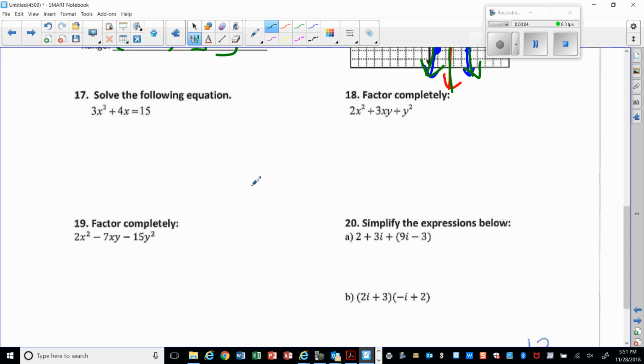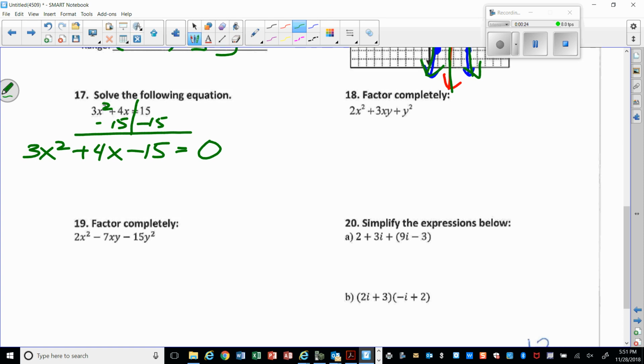Okay, so now we're solving this equation, and since it is quadratic, you have an x squared, what you have to do is set it equal to 0. So I'm going to subtract 15 on both sides, and I get 3x squared plus 4x minus 15 equals 0. Then I'm going to factor. To factor this, remember, you go a times c, so I want numbers that multiply to be negative 45, and I want them to add up to 4, the b.